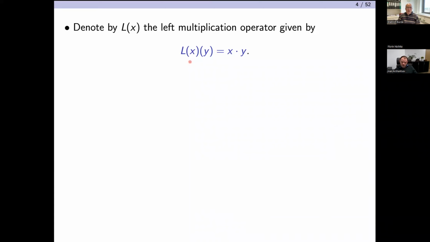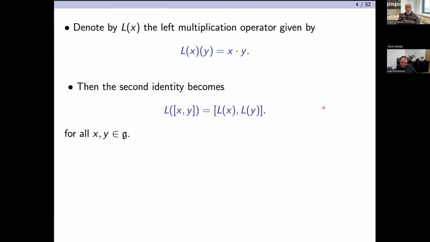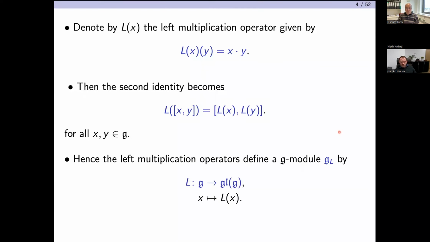So the left multiplications are denoted by L of x in this pre-Lie algebra, which has the advantage that the second identity simply says that this is a Lie algebra representation, which is very nice. Instead of representation, you could also simply say module, so that you can define a map x goes to Lx, which then is a representation, or G-module.